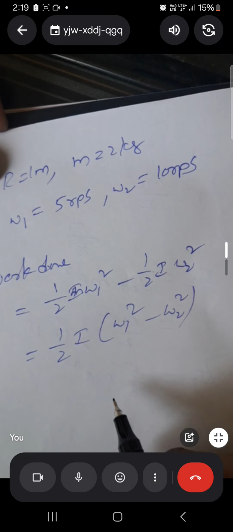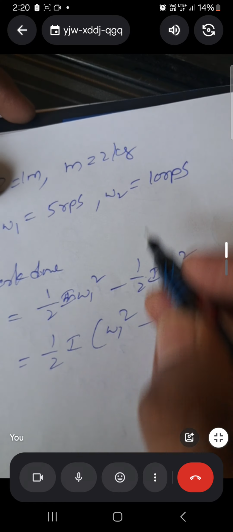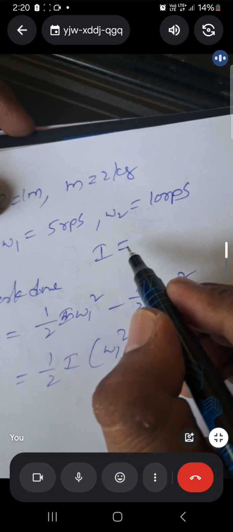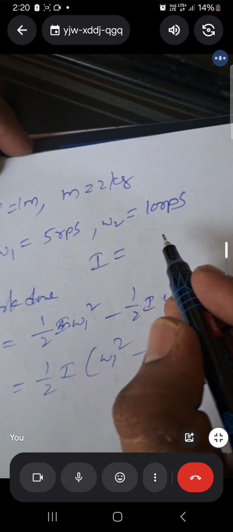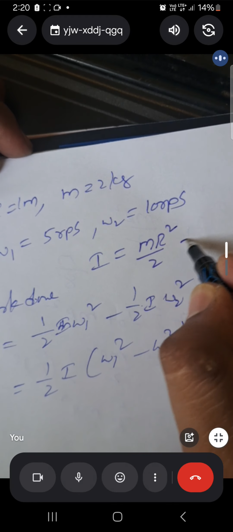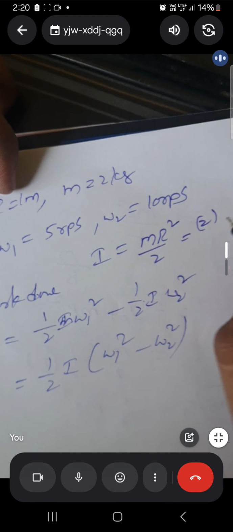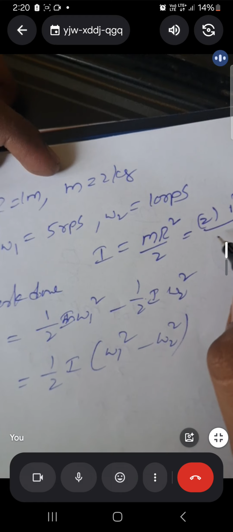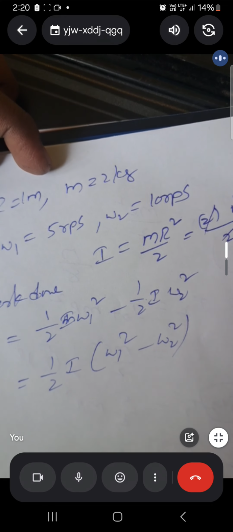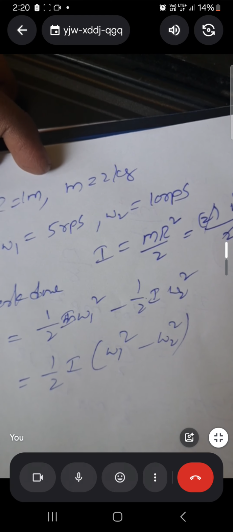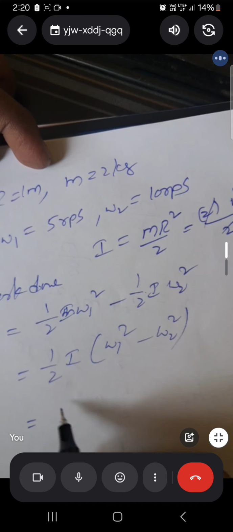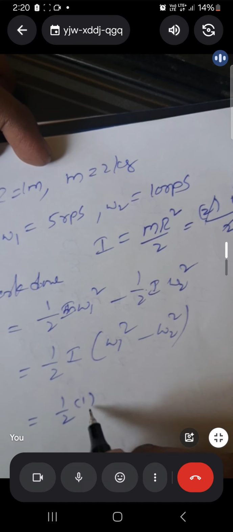How can you find I? I is the moment of inertia. For a circular disk, the moment of inertia is m r square by 2. The mass is 2, and r square is 1 square. The 2 cancels, so you get the moment of inertia as 1. So now, 1 by 2 times moment of inertia 1 and omega 1 given as 5 rps.